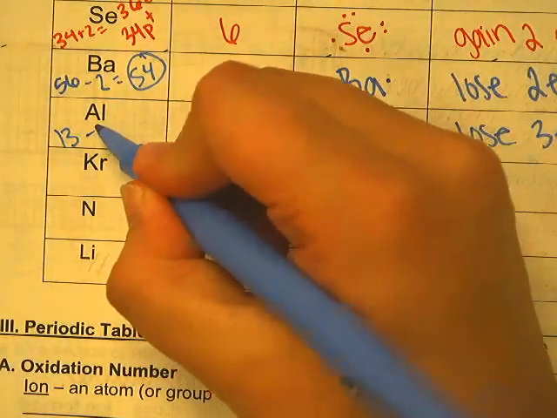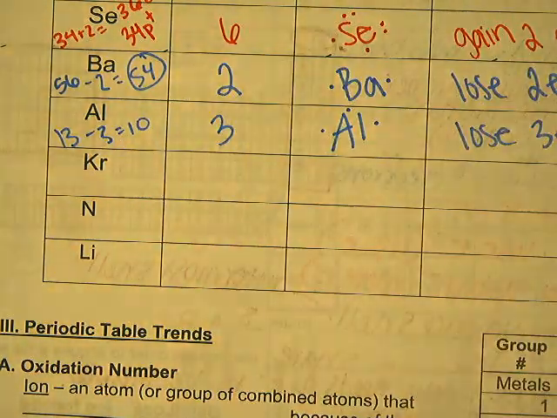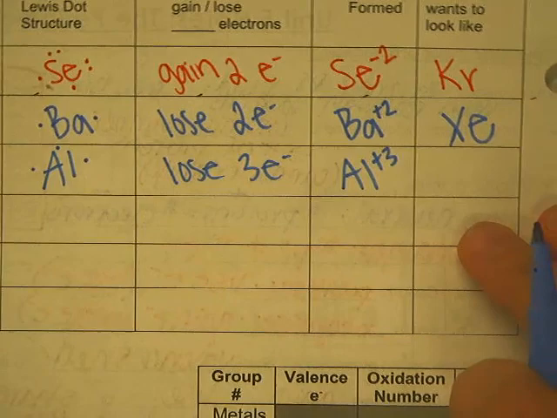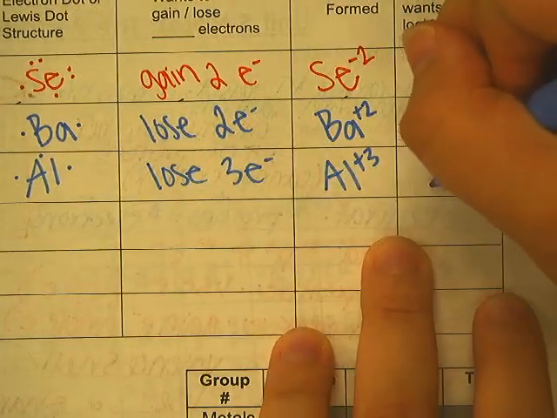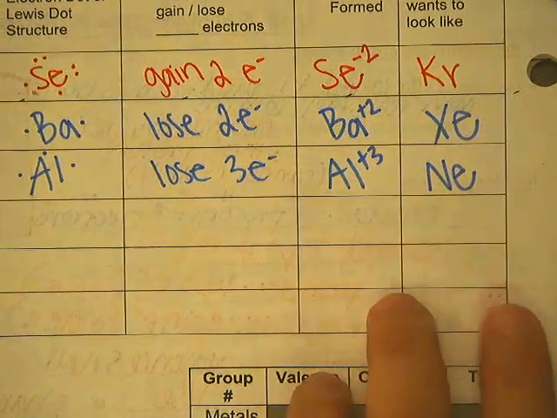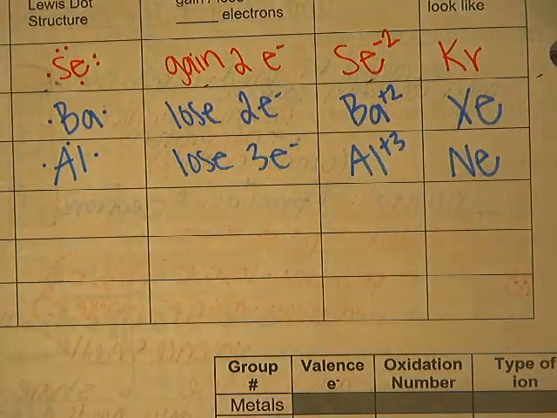If I lose 3 electrons and I started with 13, 13 minus 3 gives me 10 electrons. Which noble gas has 10 electrons? I think I heard it. Neon. Perfect.